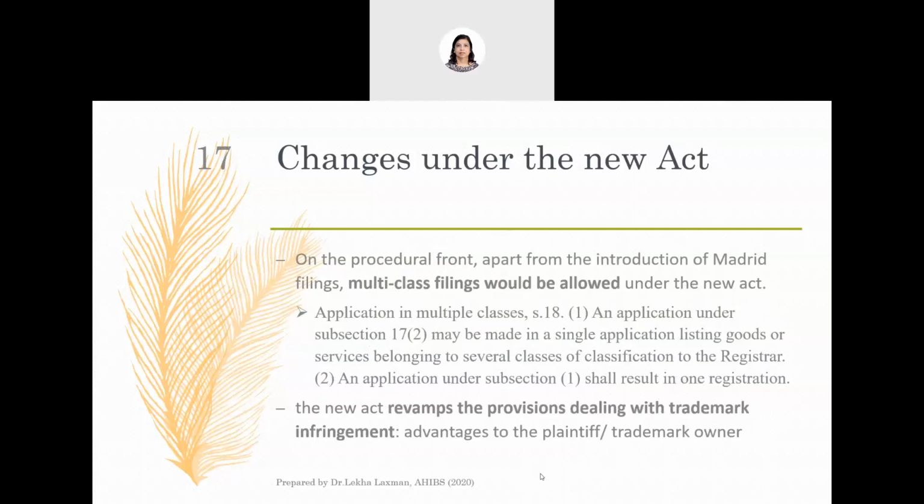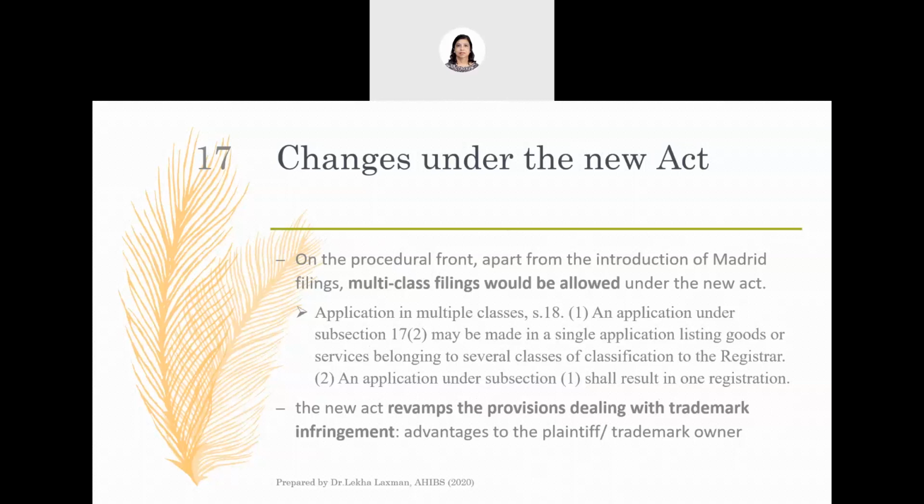The other change that you see as well is what you call multi-class filings. Normally when you have a trademark, it is filed in relation to particular goods or services. For example, if we talk about Hilton, it's definitely in the context of the hotel industry. The sign Hilton is always associated with world-class hotels. But perhaps Hilton may want to expand its trademark to include other classes of goods or services, which is what a lot of businesses are doing.